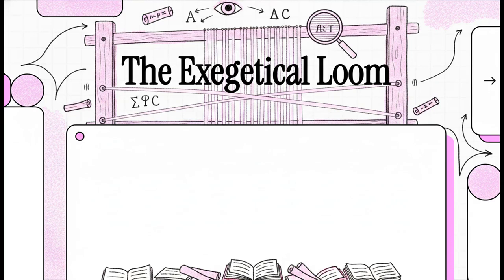Welcome to this explainer. Today we're doing something really exciting. We're going to undergo a complete, and I mean complete, paradigm shift in how we read ancient texts. If you've spent any time at all studying Biblical Greek, you know exactly how easy it is to get totally bogged down in parsing individual words, right? But today, we're zooming out.